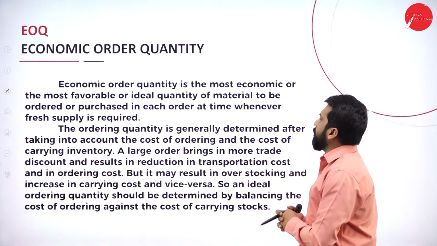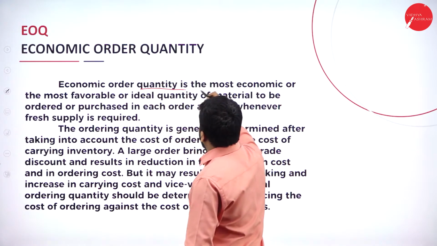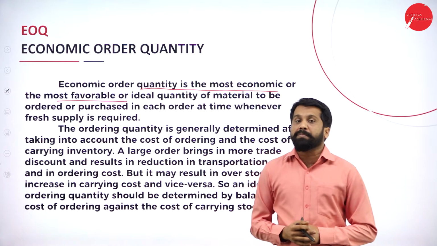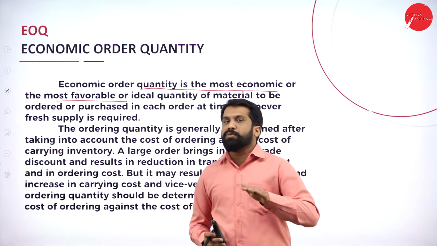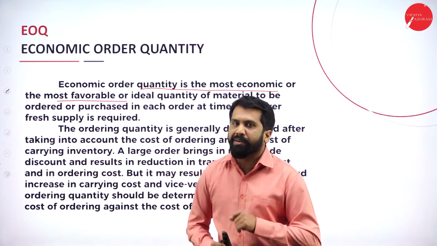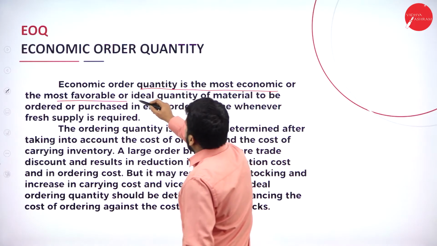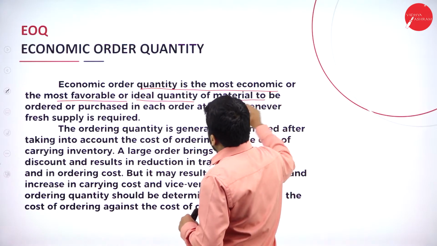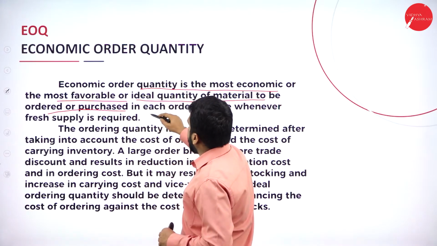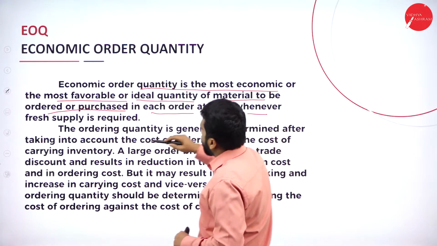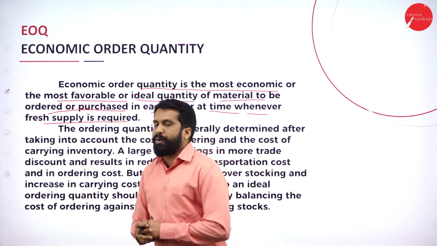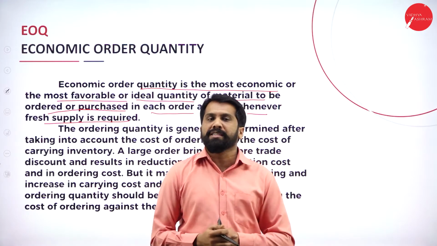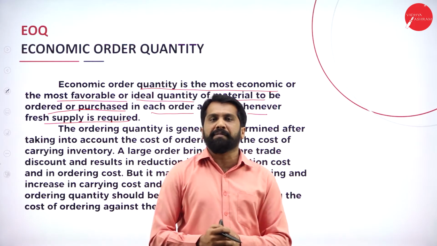EOQ, economic order quantity. Economic order quantity is the most economic or most favorable. Most economic means cost reduction. Your cost will be less if you go for economic order quantity. Now, our ideal quantity. Ideal means it is the best quantity of material to be ordered or purchased in each order at a time. Whenever fresh supply is required, you should apply this formula. It will tell you what is the best option. Will you go for 1000, 500 or 700?